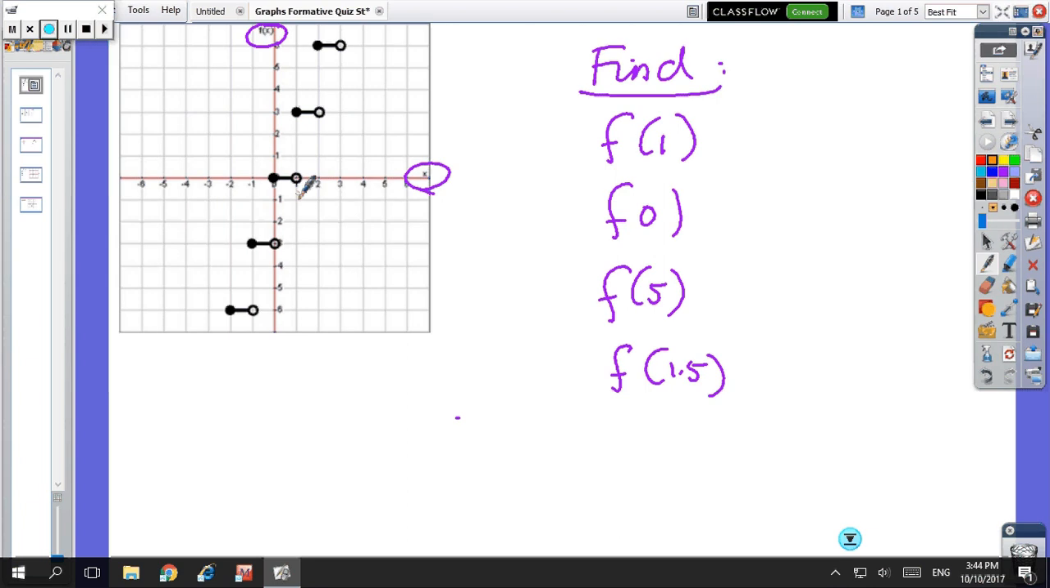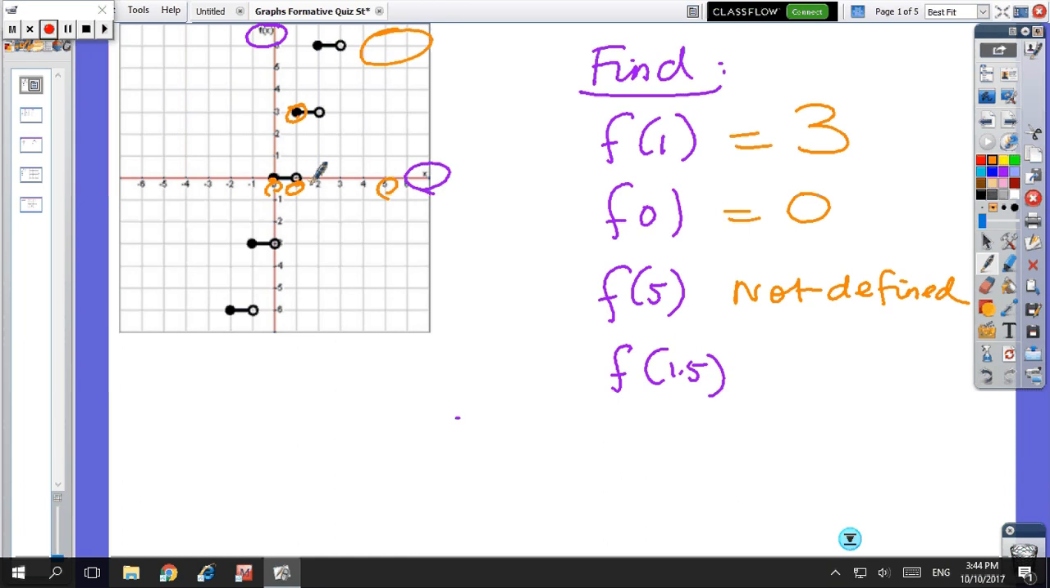Okay, so f(1), that's x equals 1. There's a hollow circle, there's a full circle, which means we have to use that value. So f(1) equals 3. x equals 0 is a black dot, and so f(0) equals 0 because that's the value of y, or f(x). f(5), 5's out there. There is no function there, so it's not defined. So that was a trick question. And f(1.5), 1.5 is there. Go up, come across, and so we get the answer is 3 again. Okay, let's come across when you're ready.